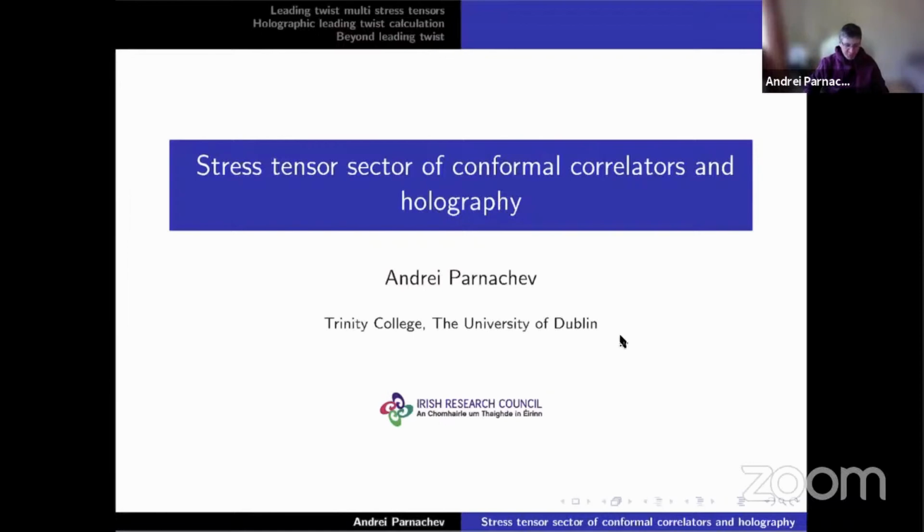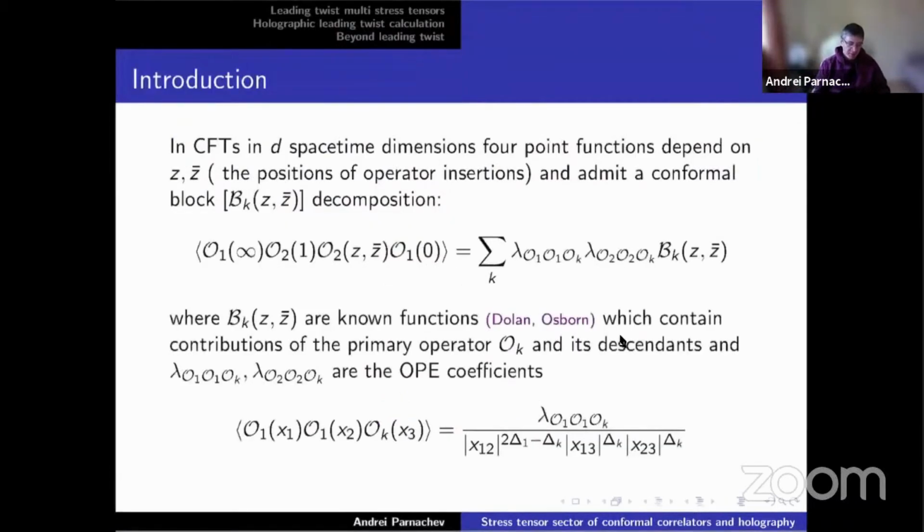So today I will tell you about the stress tensor sector of conformal correlators. And the main arena here is going to be conformal field theories in d-dimensional spacetimes. So in these CFTs, a 4-point function depends on the cross ratios or equivalently positions of the operator insertions. You can always use conformal symmetry to put one operator at infinity, one at 1, one at 0, and then the leftover position is what is going to determine the correlator.